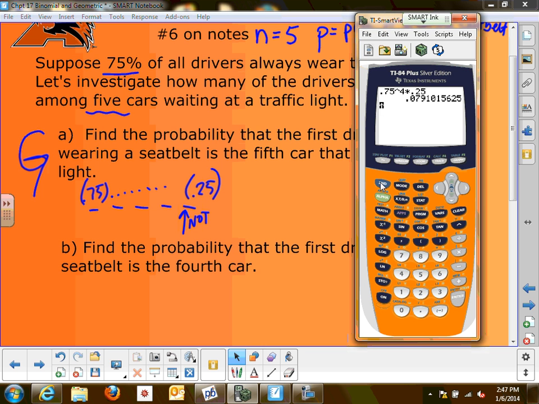Okay, but I could also go second bars up to geometric PDF. And I want the 0.25 to occur at the 5th spot. Okay, do you see that? I want the 0.25 to occur at the 5th spot. So that's, again, your 7.91%. Okay. Good. Next.